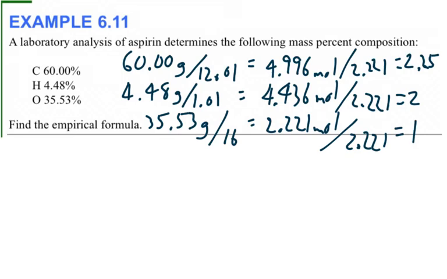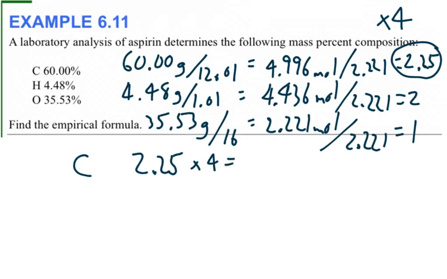Now, notice this number. Had all numbers been whole numbers, we would be done. If you recall from our previous chart, if a number ends in 0.25 or 0.75, what you need to do is multiply everybody by 4. Okay? So if I get 2.25, and this is for carbon, and I multiply by 4, I get a 9. Hydrogen is 2 times 4. That's going to give me an 8.